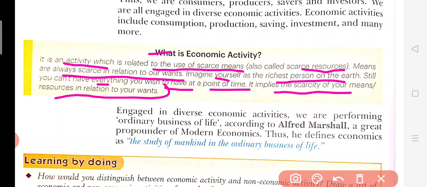Even the richest person on the earth cannot satisfy himself, because the resources are limited. You cannot get each and everything that you want. So this shows that scarcity is there, and we will have to use our resources which are scarce in relation to our wants. So actually we are doing an economic activity, by which we try to satisfy ourselves by the given or limited resources. This is what economic activity is all about.